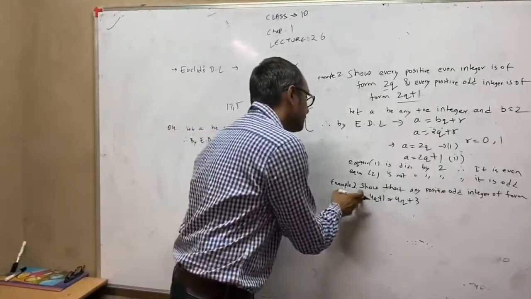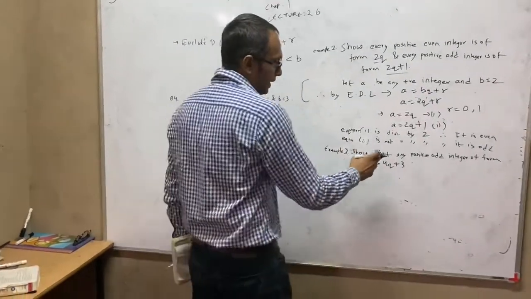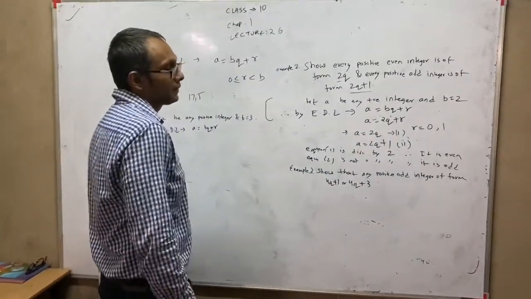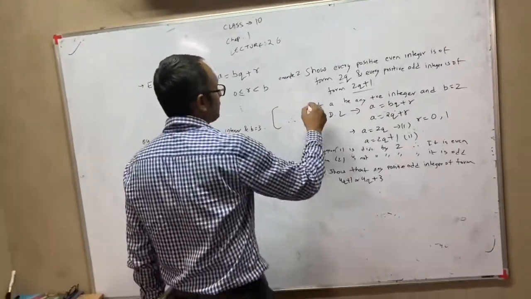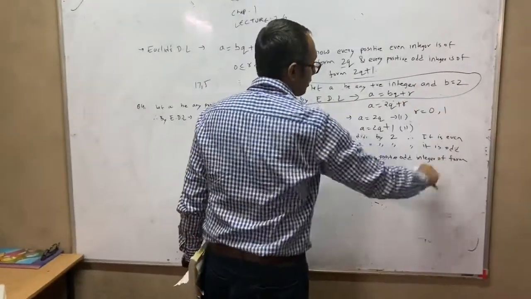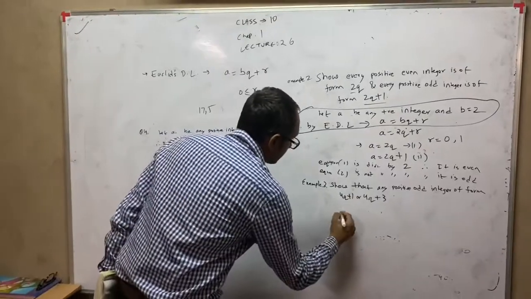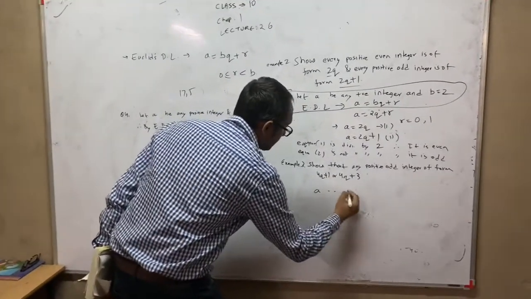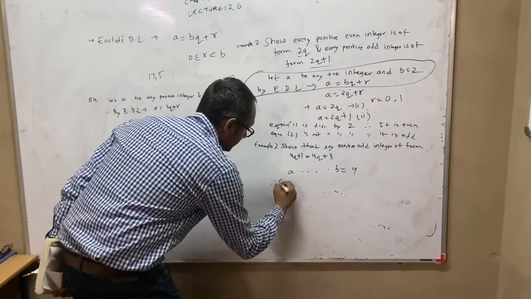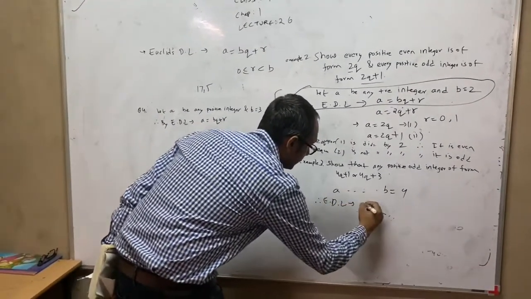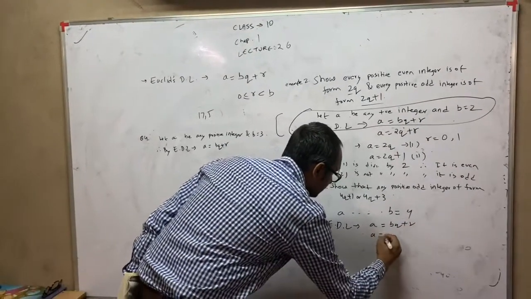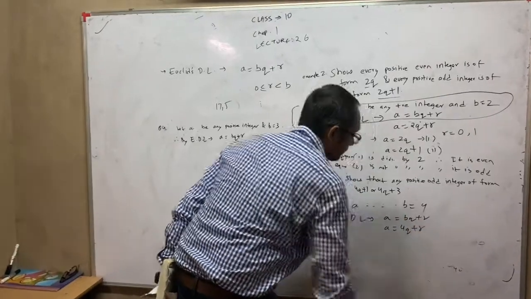Now, for example, example 3. Show that any positive odd integer is of the form 4q plus 1 or 4q plus 3. First step exactly the same. This step will remain the same. Of course, b now we will put equal to 4. Let a be any positive integer and b equal to 4. So therefore, by Euclid's division lemma, you will write a is equal to bq plus r, or a is equal to 4q plus r. Okay.